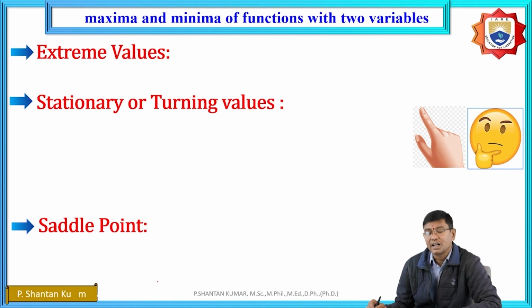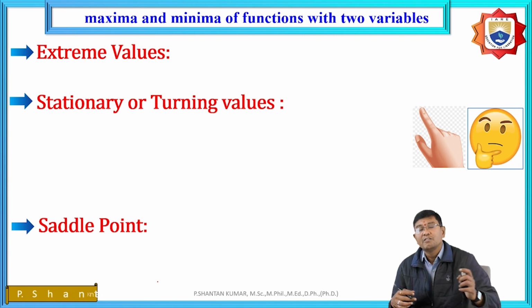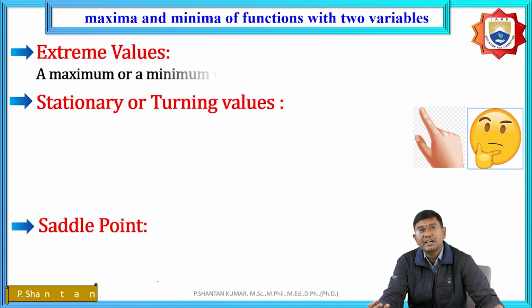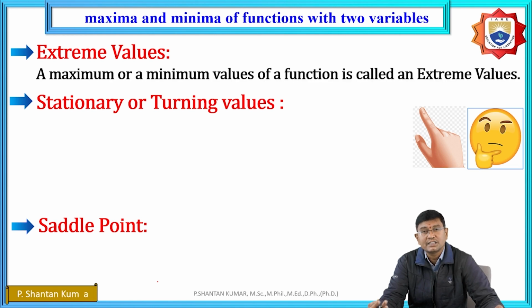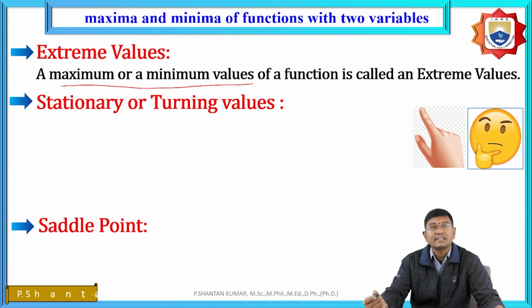And again here we need to remember what extreme values are, and also stationary values or turning values, and also the saddle point. These are the three points we need to remember while we discuss maxima and minima. The first one is extreme values. Extreme values are also called turning values, that is, maxima or minima values are known as extreme values.